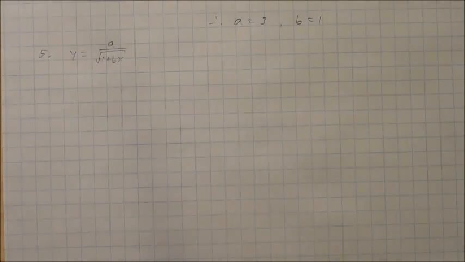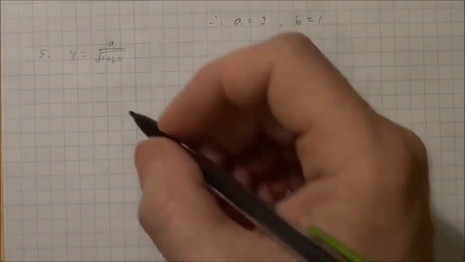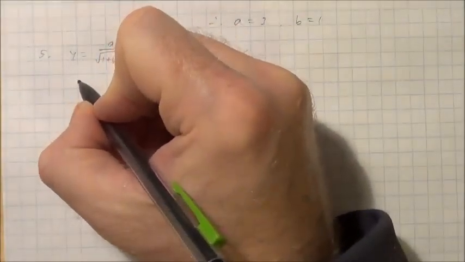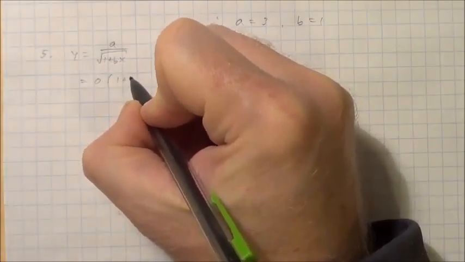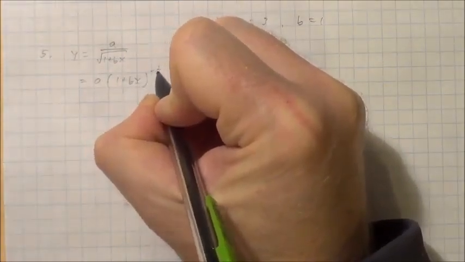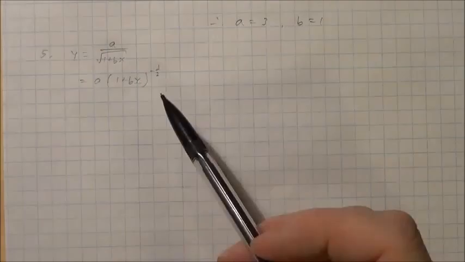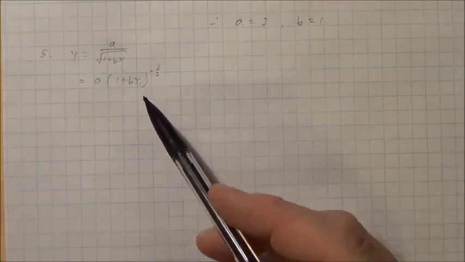We need to find a and b given that when x equals 3, y equals 1, and when x equals 3, dy by dx equals negative 1 over 8. Okay, so we've got a few things that we can do here. First I'm going to rewrite this as a times 1 plus bx all to the negative 1/2, so then finding the derivative will be a little bit easier.